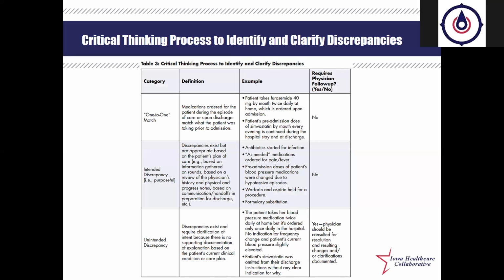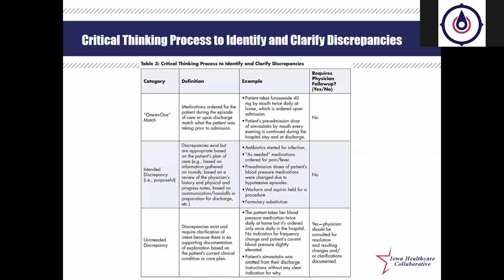If there's an intended discrepancy, so this is purposeful, these exist but are appropriate based on the patient's plan of care and what information we gather when they come in. So this could be antibiotics started for an infection. It could be warfarin and aspirin being held because they have a procedure coming up. Again, those all have purposeful and intentional reasons, and so we do not need to necessarily follow up with the physician on that. However, both of those are something that we want to make sure we're training whoever is doing MedRec on how to actually make that decision and when they do need to pull the physician or other provider in. An unintended discrepancy is where a discrepancy exists and requires clarification of intent.